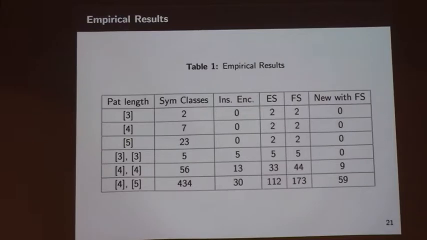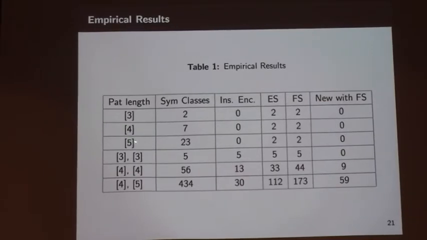All right. So here are some empirical results to hopefully convince you that these flexible schemes are a useful quantity. As you can see here, we considered patterns of length 3, patterns of length 4, patterns of length 5, and then pairs of patterns. So a pair of patterns of length 3, a pair of length 4, and one pattern of length 4 and one pattern of length 5. And what we found is that for the first 4 of these, so length 3, length 4, length 5, and pairs of length 3, the performance of flexible schemes is just the same as the performance of enumeration schemes. You don't get anything extra with flexible schemes.